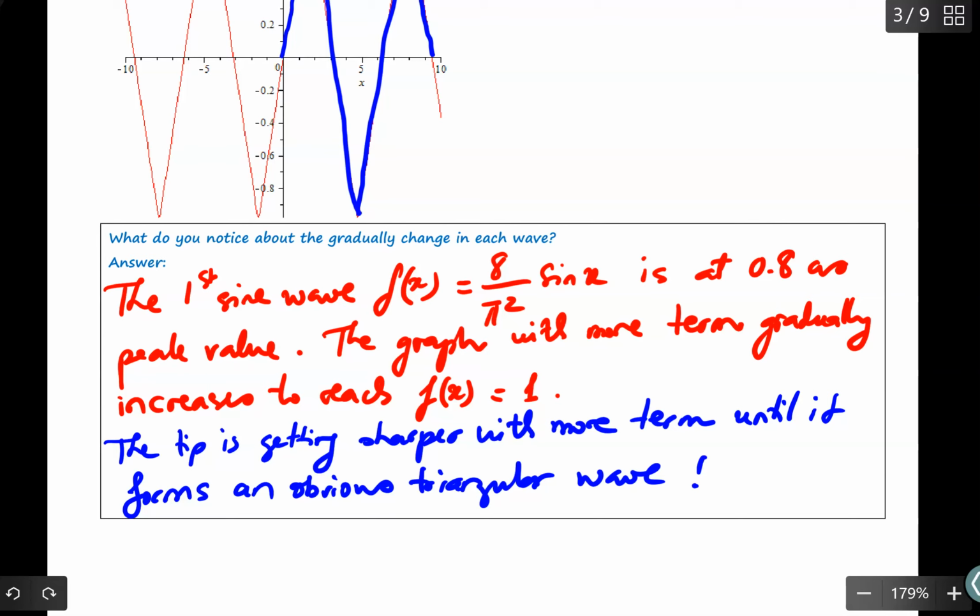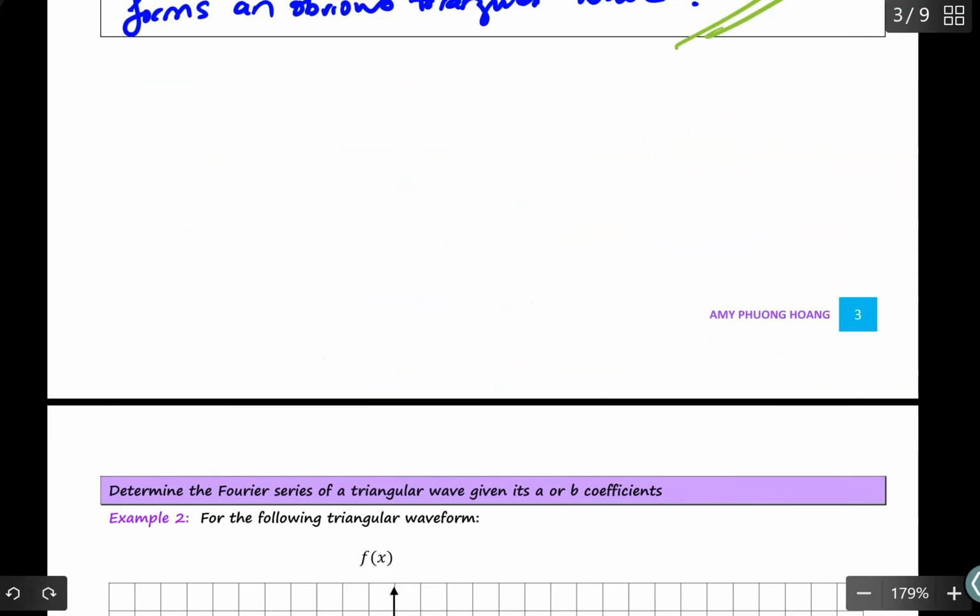The answer is the first sine wave, f(x) equal to 8 over pi squared times sine of x, has 0.8 as its peak value. The graph with more terms gradually increases to reach f(x) equal to 1. The tip is getting sharper with more terms until it forms an obvious triangular wave. Alright, let's move on to the next wave.